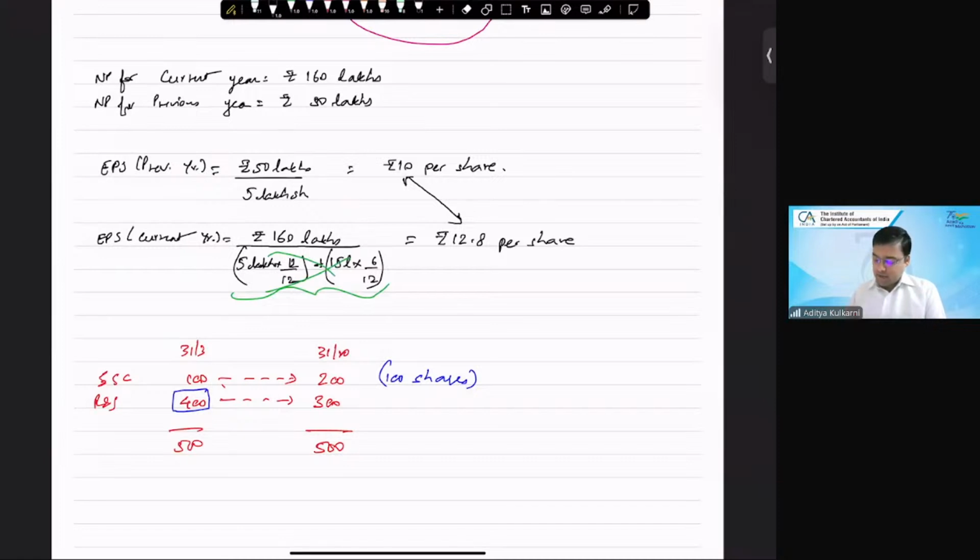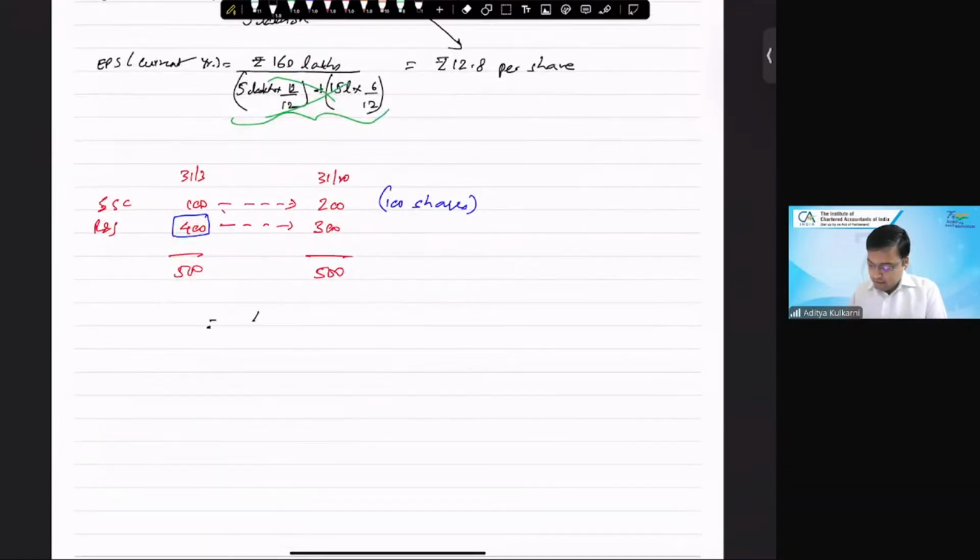How will you have to calculate? You will have to calculate it as rupees 160 lakhs divided by 5 lakhs existing plus the bonus that has come in, 15 lakhs. So that will become 160 divided by 20. So that is rupees 8 per share. Are we able to understand this? Yes, sir.